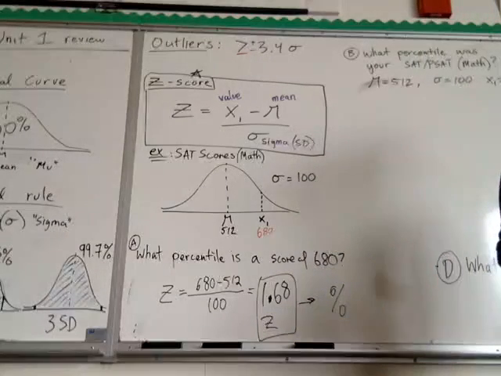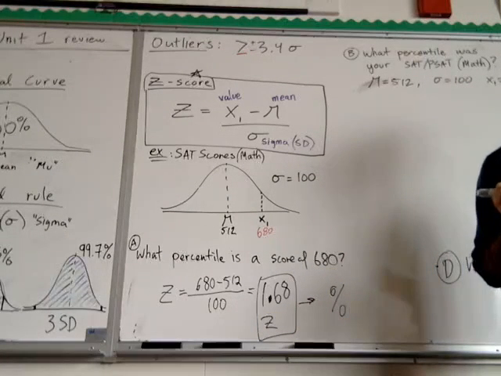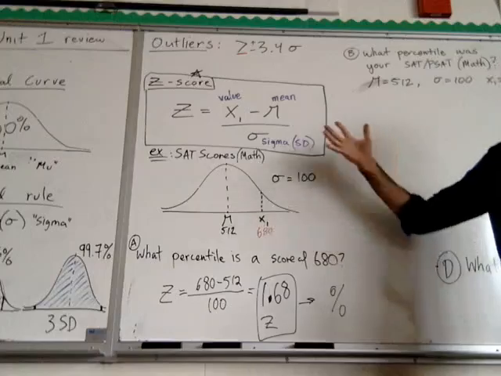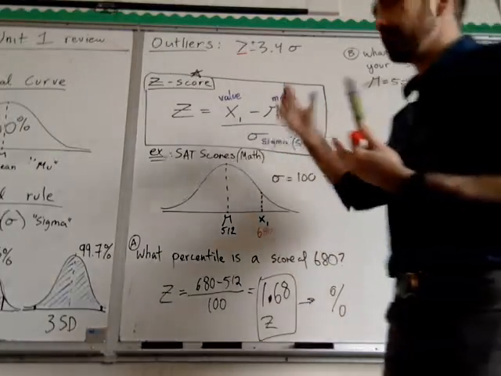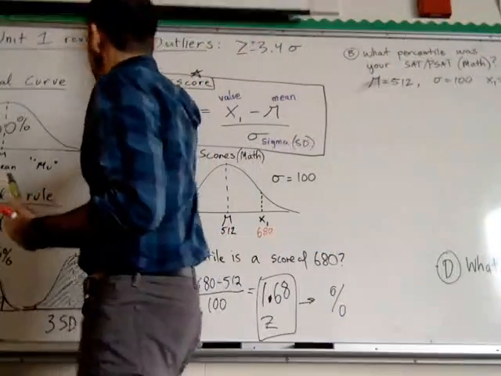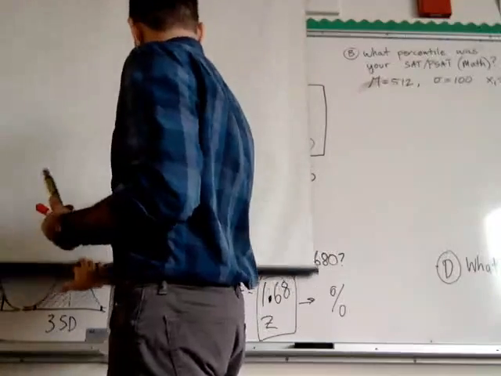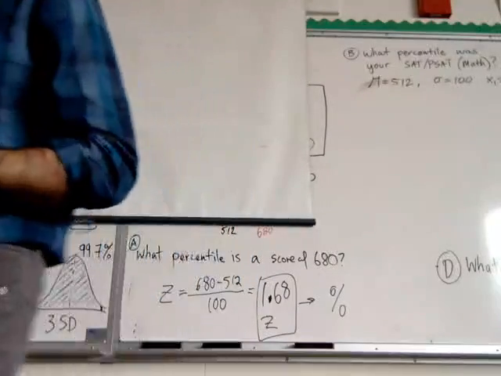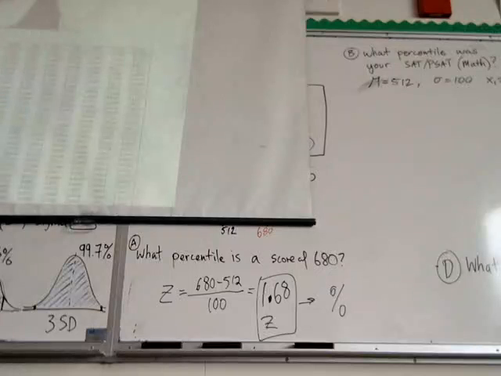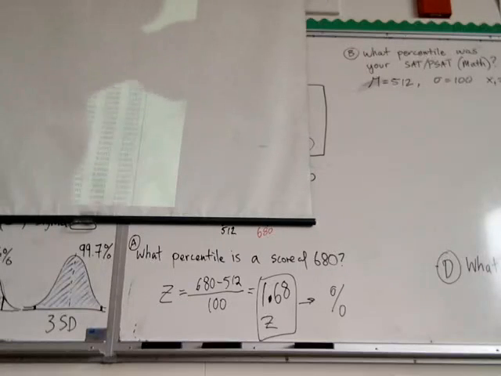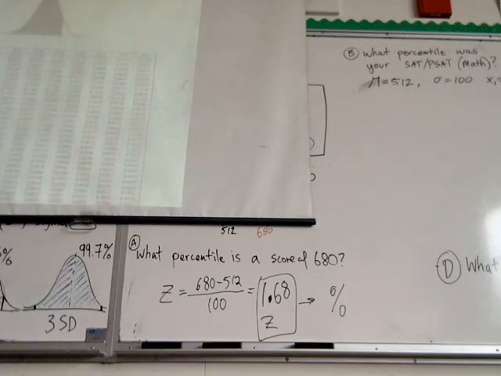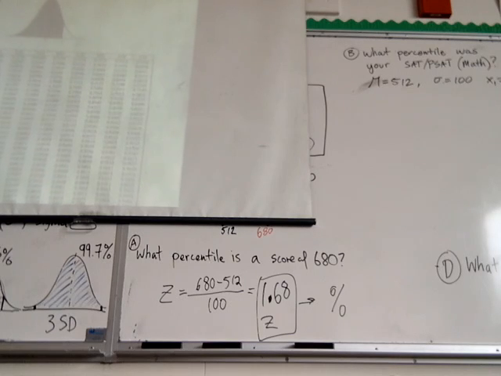All right, how many people got 1.68 for their z-score? Everybody get that? Okay, so we're good at this part. That's great, because I feel like that's probably the most complicated part. But let's go ahead and do this right here. I want you to look at your z-score chart here, and we're going to go in a little bit.